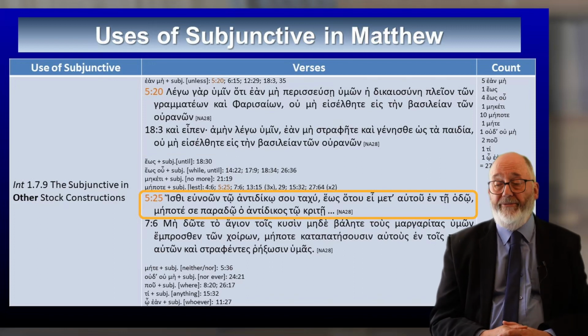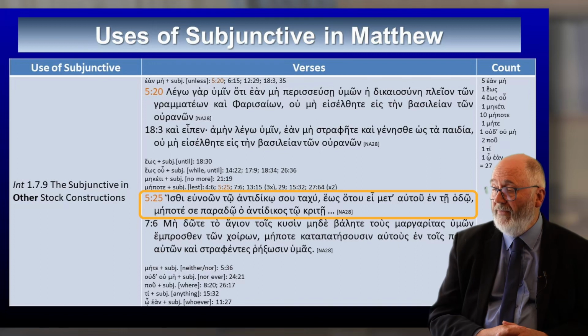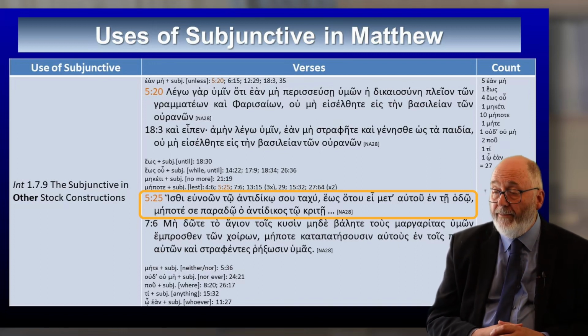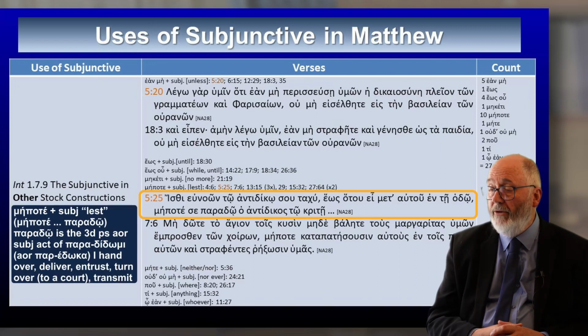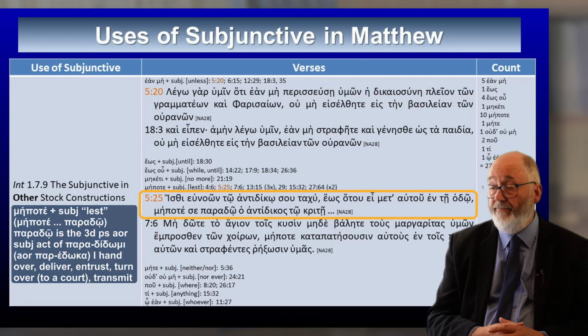And in 5:25 we have, become friends with your adversary quickly, while you are already with him on the way, mēpote se paradō ho antidikos tō kritē, lest. Mēpote plus subjunctive, lest your adversary delivers you to the judge, etc. One thing I should mention while we're talking about subjunctives is the effect of tense and subjunctives.